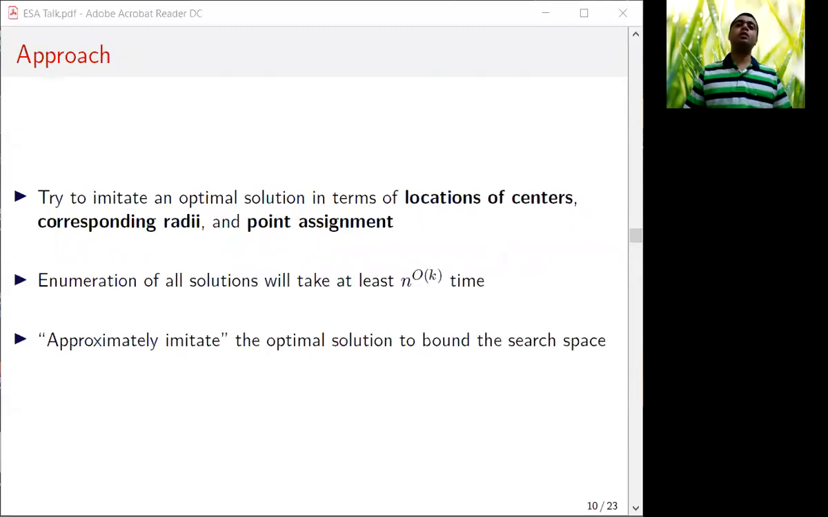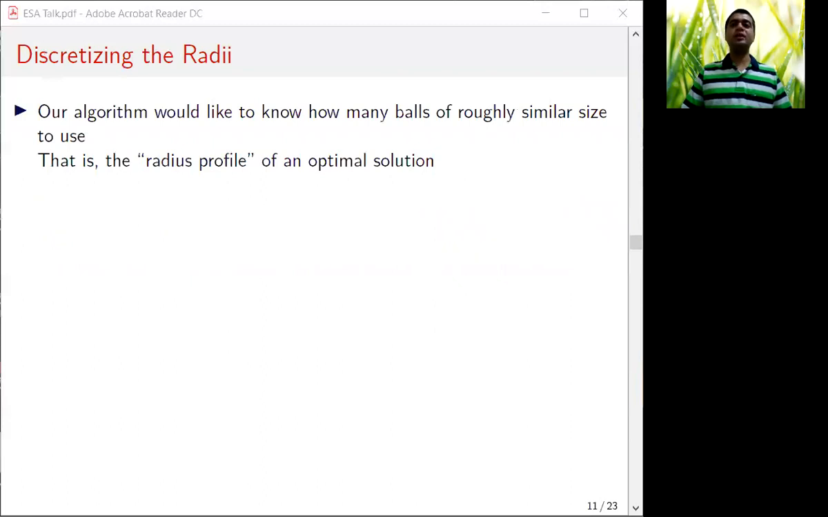And now, of course, if we wanted to do this exactly by enumerating all the solutions, then that will take at least n to the order k time, which is not really desirable. So we'll approximately imitate the optimal by making some sacrifices here and there when we are enumerating. And this is what helps us bound the size of the search space. And that's how we get an FPT algorithm. So let's look at some of the details. So first of all, our algorithm would like to know how many balls of roughly similar size should be used in the solution. And this is what we call the radius profile.